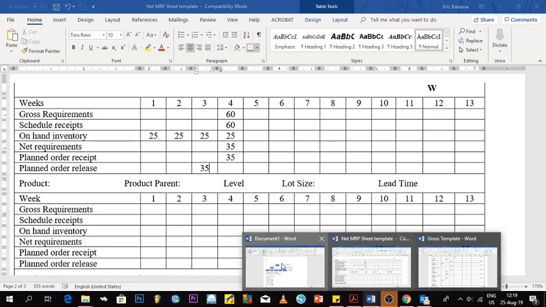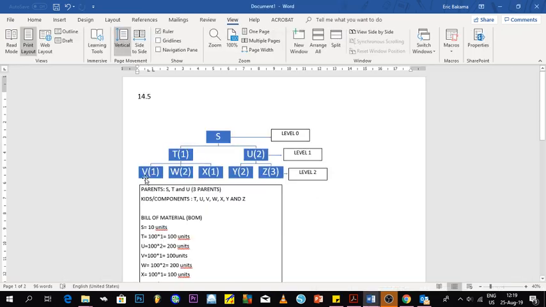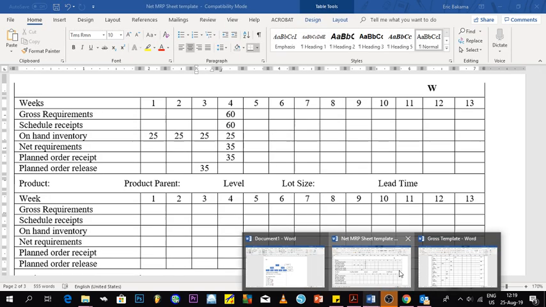Then the next thing is we are done with all the components from T. We are done with V, W, and X. So for U, we are left with Y and Z. For us to make one U, we need two Y's. So the component here is Y.